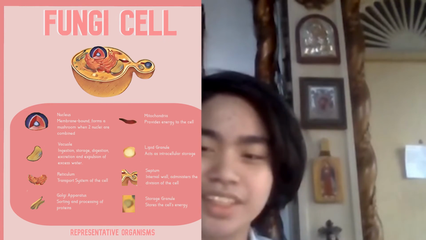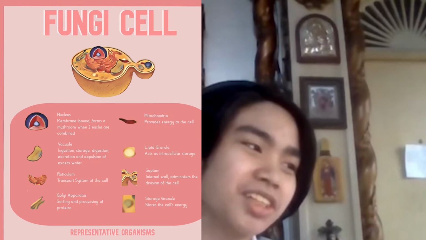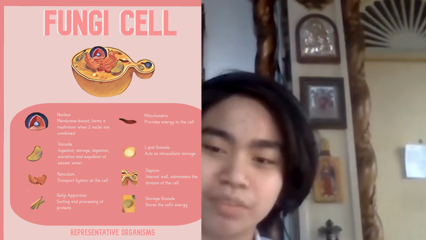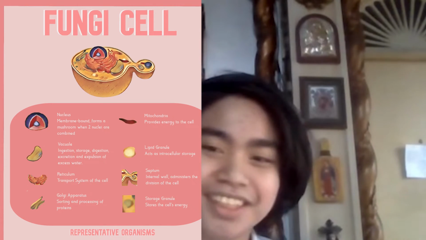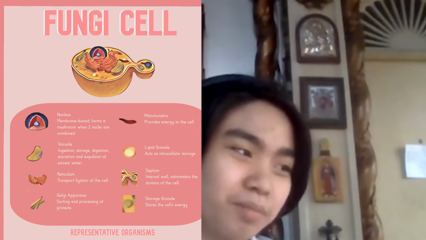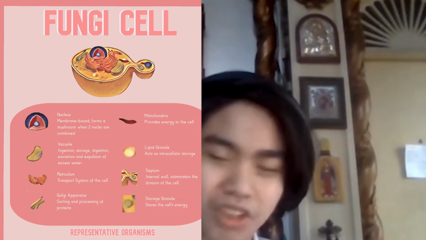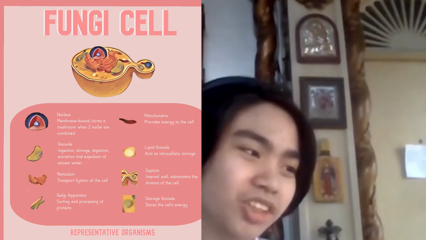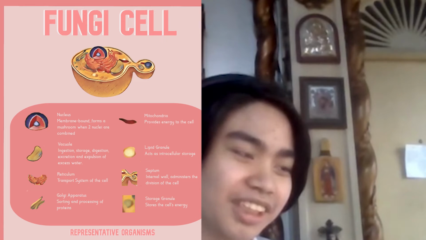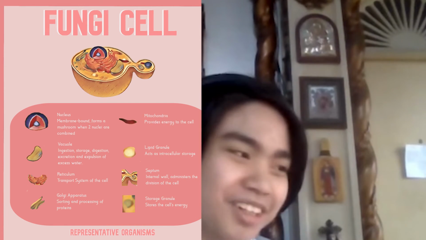Next we have the Golgi apparatus. It's like the Amazon sorting center. It sorts and processes the proteins. The lipid granule acts as storage. The septum is the internal wall and administers the division of the cell. So it's like the structure. And the granule stores the cell's energy, so it's like the Meralco, like the power grids.